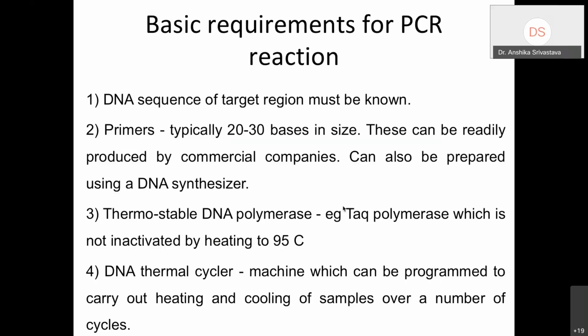Second is primers. The primers are typically 20 to 30 bases in size. These can be readily obtained from commercial companies like Sigma, IDT, but also can be prepared using a DNA synthesizer. You need a thermostable DNA polymerase, that is Taq polymerase, which is not inactivated by heating to 95 degrees Celsius, because you want it to work in your annealing and extension steps. Your first step is denaturation. And then DNA thermocyclers, a machine which can be programmed to carry out heating and cooling of the sample over a number of cycles.